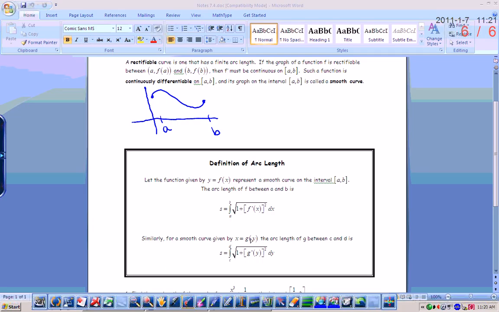And if your equation is in terms of y, if it's an x equals, then you would integrate from y value to y value and still use the same formula, but you take the derivative of g in terms of y.